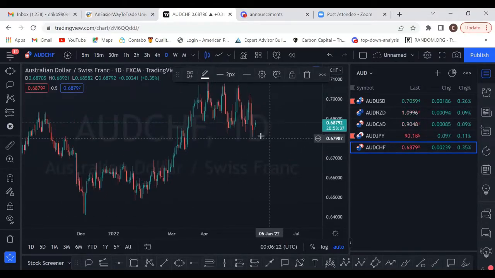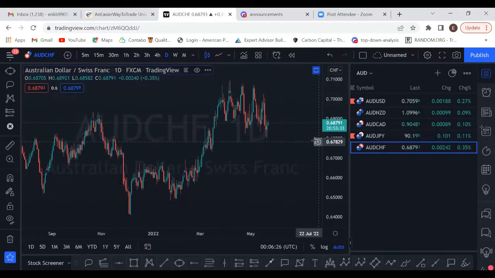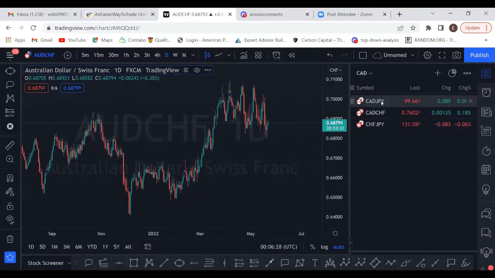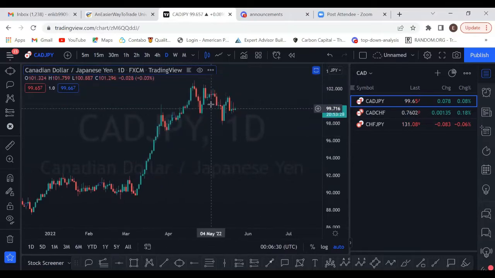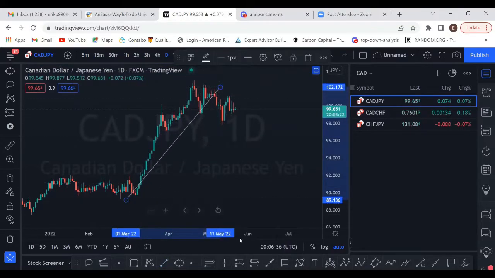AUD Swiss franc, nothing, just consolidating all over the place. So nothing for me on that. CAD, JPY, same thing, start of a downtrend. That's why I was looking at it earlier. I was talking to someone.